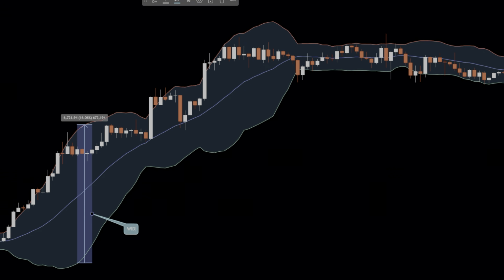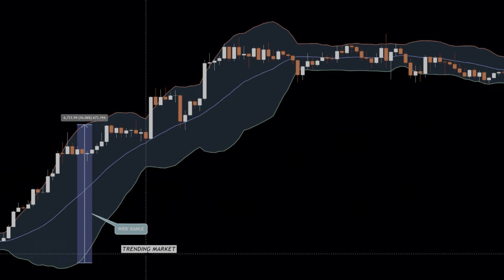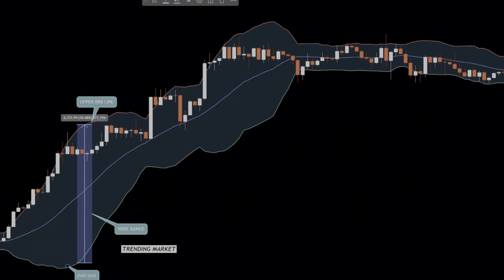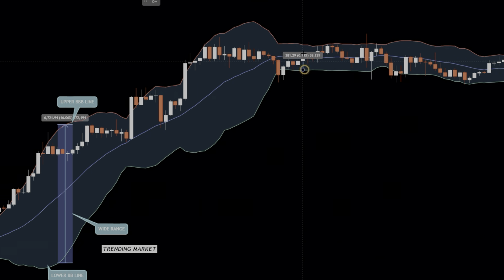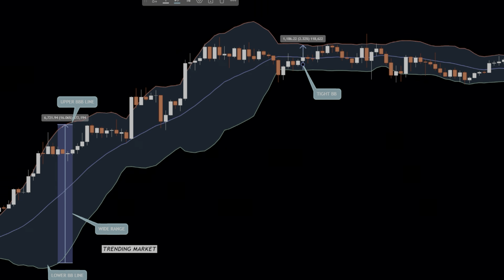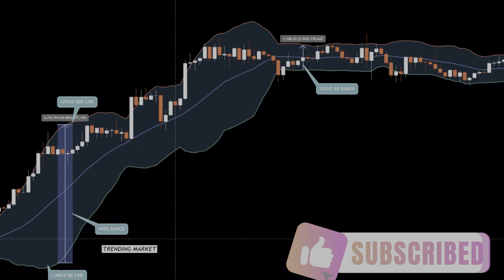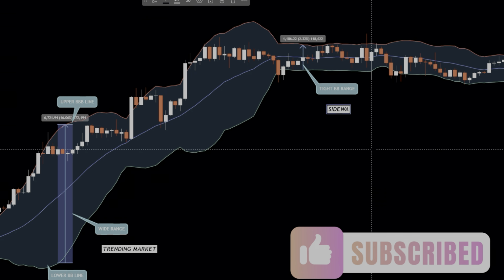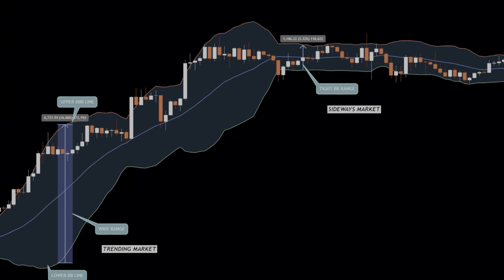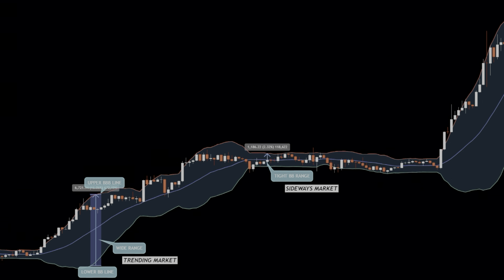The two outer bands expand when the market is wild, contract when it's calm. It's these moments of calm we're hunting for, when the bands squeeze together tightly. This squeeze tells you the energy is being stored, often right before a big price move.